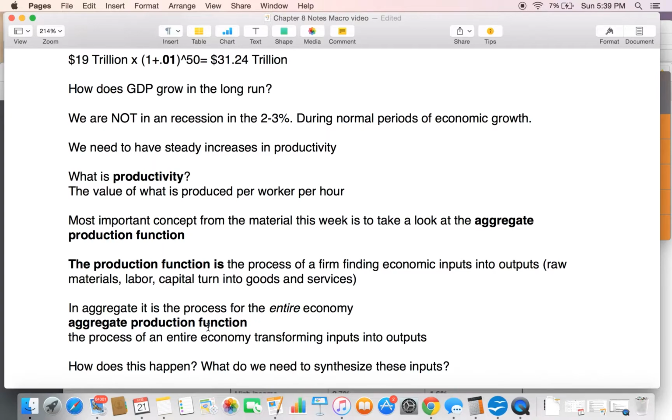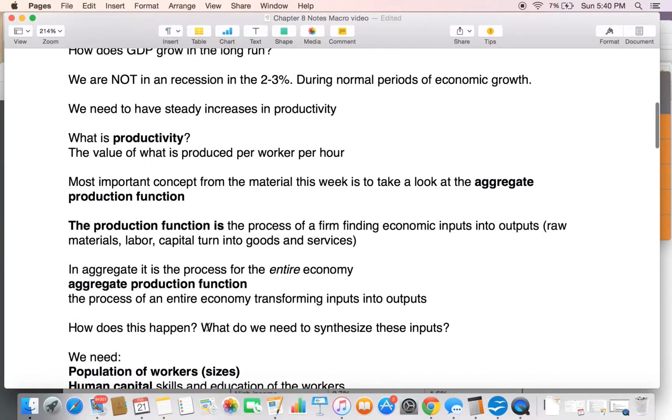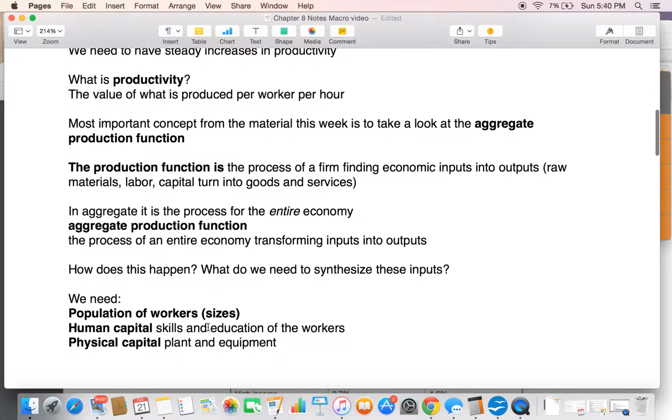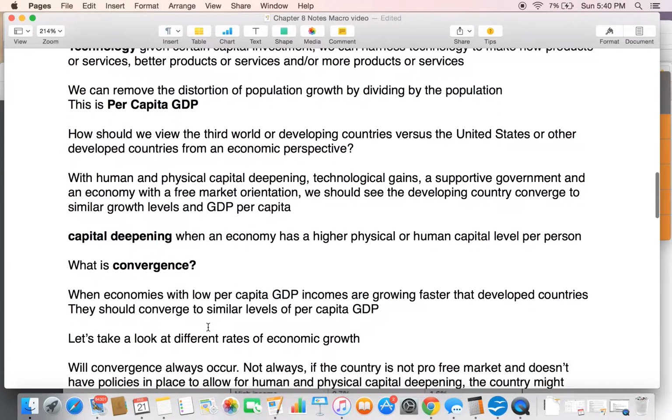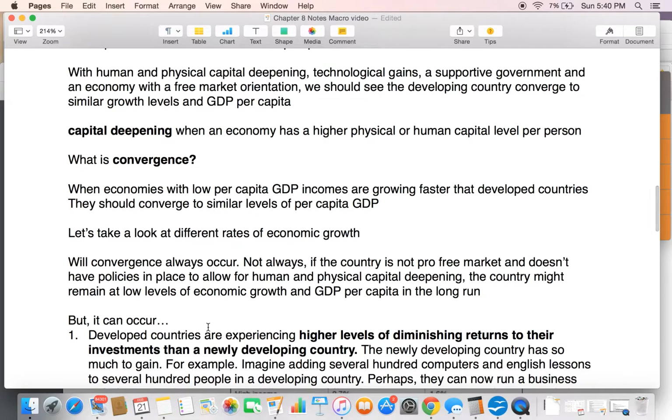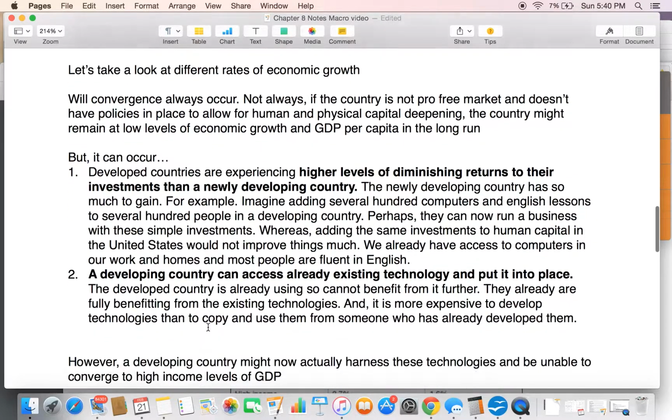Why is productivity so important? What is the reason we have production in the first place? Well, this is due to the components of our aggregate production function. And is it possible for developing countries to have similar rates of economic growth as the United States that produce similar levels of real GDP per capita in the long run?